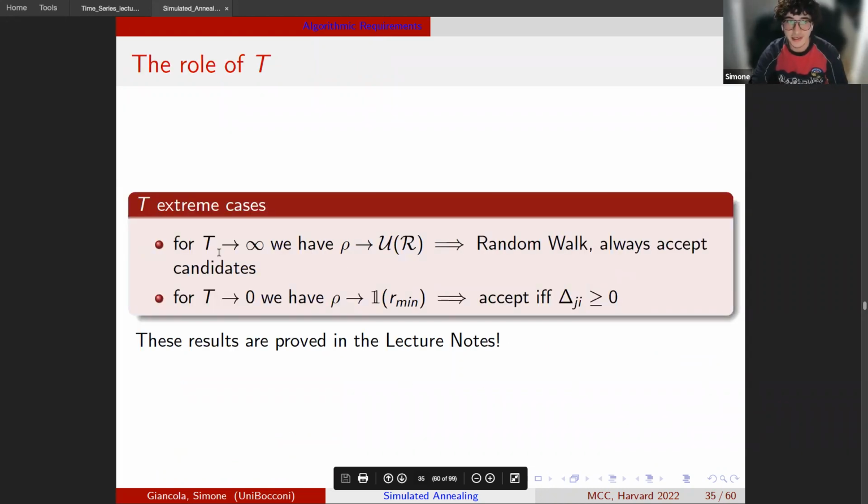Indeed, we see that if T tends to infinity, the distribution tends to a uniform distribution over all possible routes. So if we use T equal to infinity, we will just randomly walk, because we will always accept, as the distribution of the probability is uniform over all possible configurations. So we will just randomly walk. If T tends to 0, instead, the distribution concentrates on the minimum distance configuration. So we will become highly selective and only accept moves that decrease the distance.